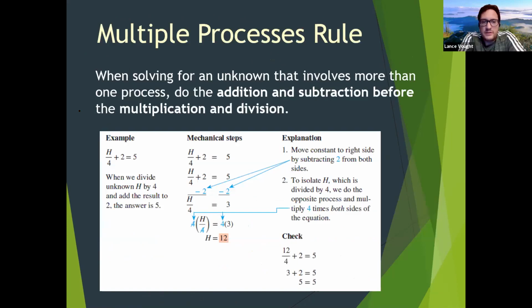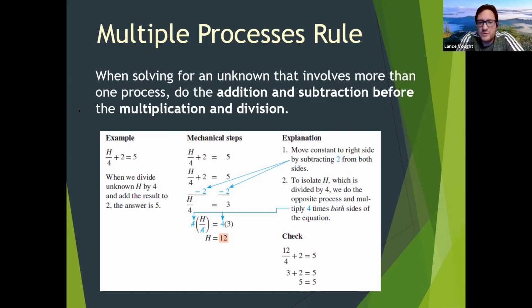So in this case, we have multiple steps, which inevitably you're going to have in any equation that is more than just a scalar, or like x plus 2 equals 5. In this one, you have multiple steps, multiple processes. So again, through the opposite process rule, you know that we have addition, so you're going to have to subtract at some point, and you have division, so you're going to have to multiply at some point. So we have h over 4 plus 2 equals 5.